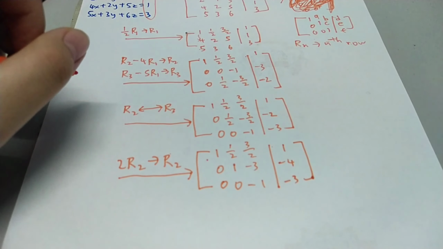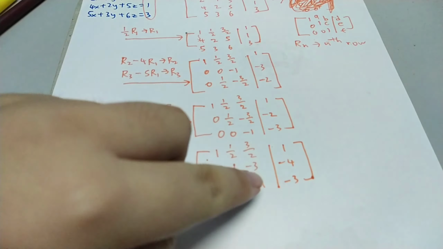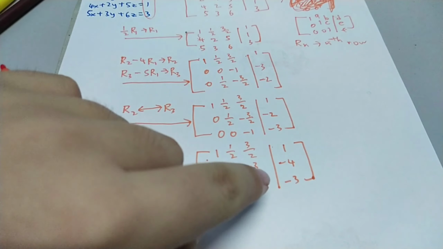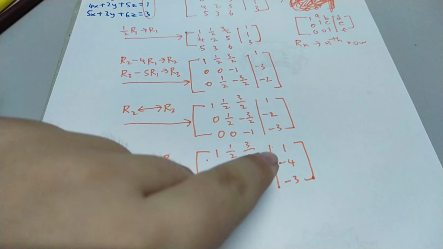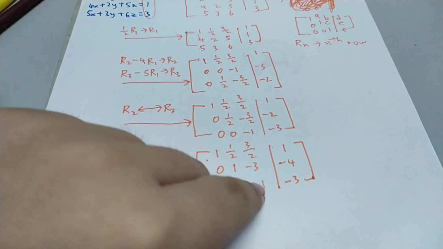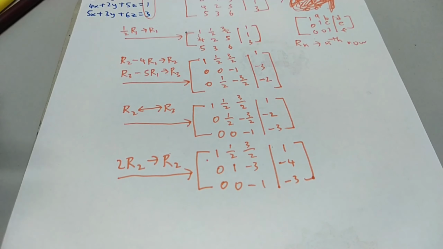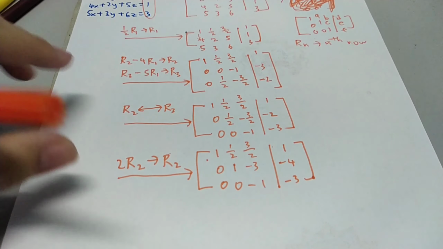And then here is the final step. Look at the bottom row. In order to meet the row echelon form, I have to make sure that for the third column, the bottom one has to be equal to 1. So in order to do that, we are just going to multiply row 3 by -1 and then back to row 3.